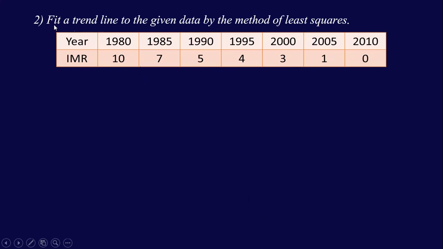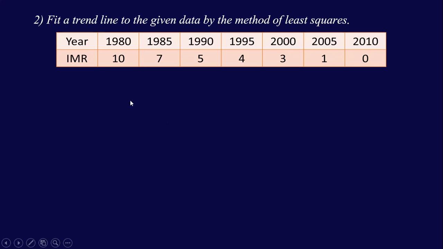Second example, using the same data, fit a trend line to the given data by the method of least squares. So years are given, 7 observations are there, IMR, infant mortality rates per thousand are given: 10, 7, 5, 4, 3, 1, 0. So the total number of observations is 7 and the difference between two successive years, 1980 and 1985, is 5 years, 1985 and 1990 difference is 5 years.